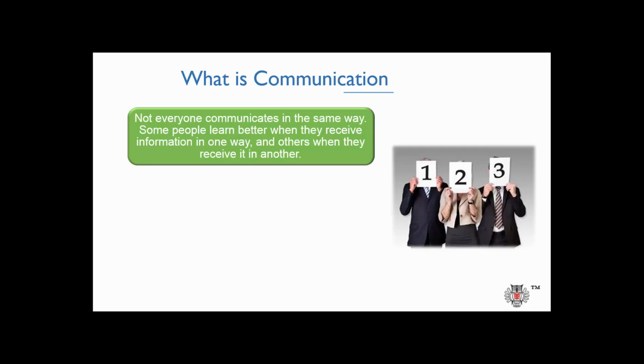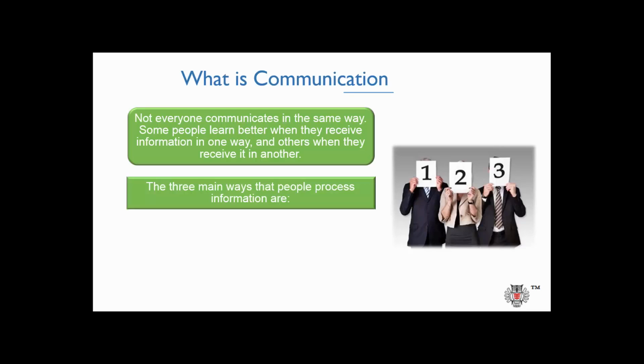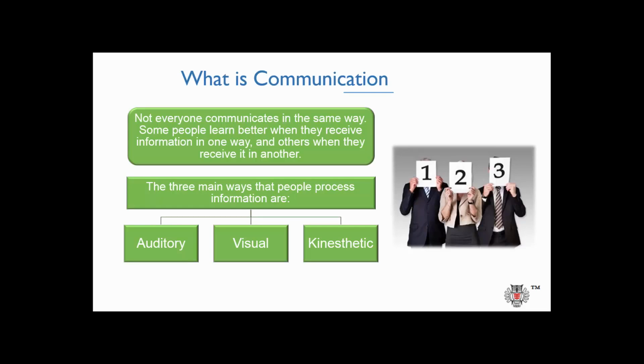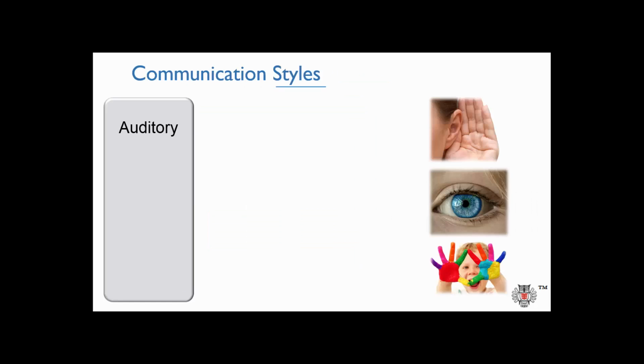So we're talking about mostly when you're learning something new, as in taking this course, or you might be taking another course in a classroom. When you're learning something new, communication and the way that you learn is important to understand. There's three main ways that people process information when they're learning: auditorially or auditory, visually, visual, or kinesthetically, kinesthetic.